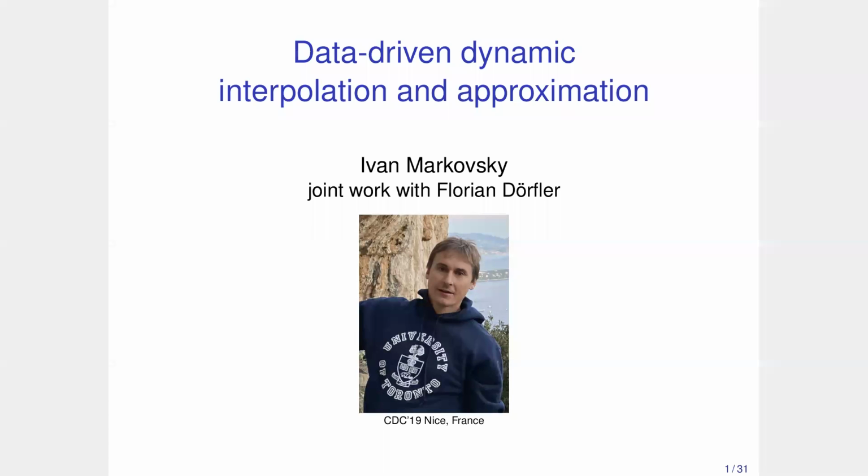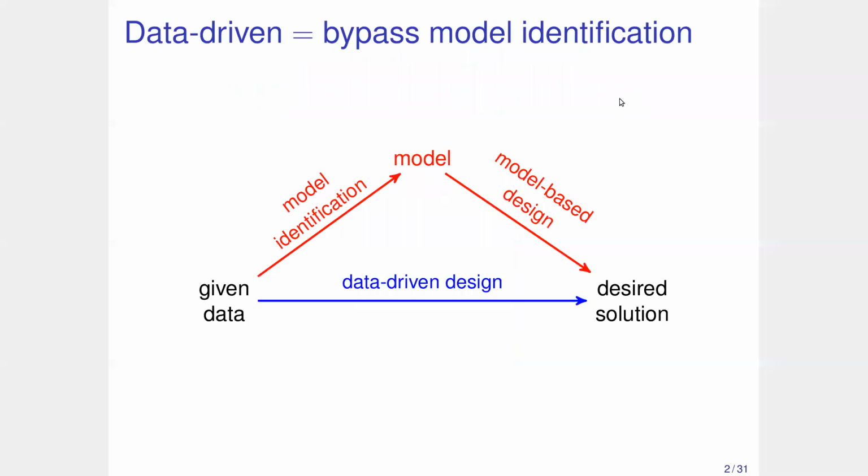So my goal in this presentation is to convince you in the next half an hour that system theory can be done without transfer function or state space representations. The classical approach, which follows the red line in the figure, is we, using some observed data, derive a model using model identification, and based on the model and some design specifications, derive the desired solution, which can be a controller or a filter or control signal or filter signal.